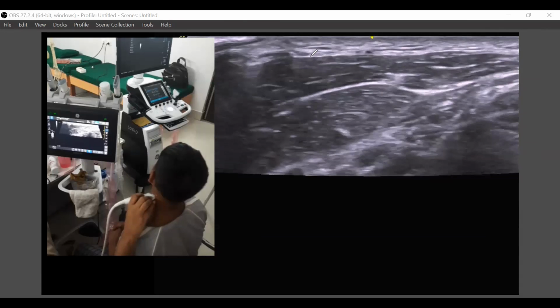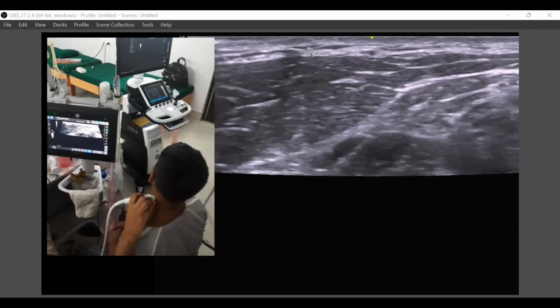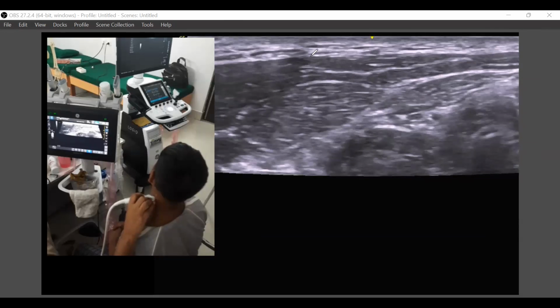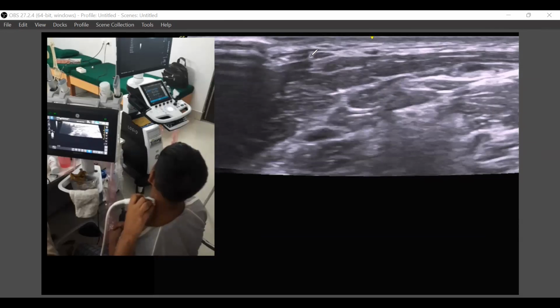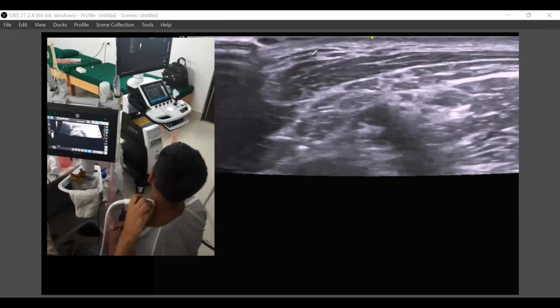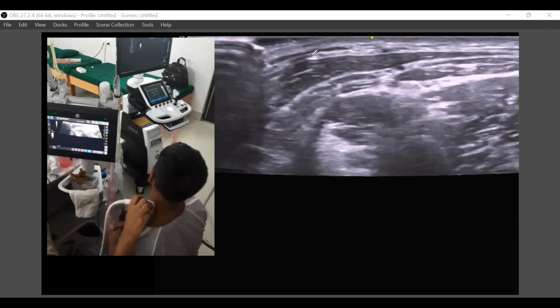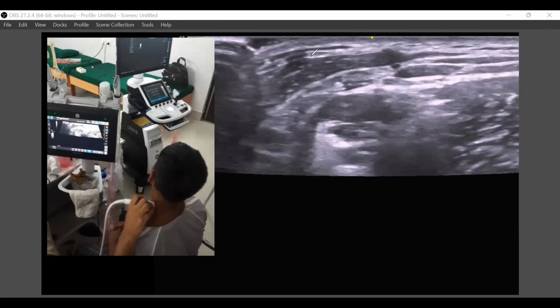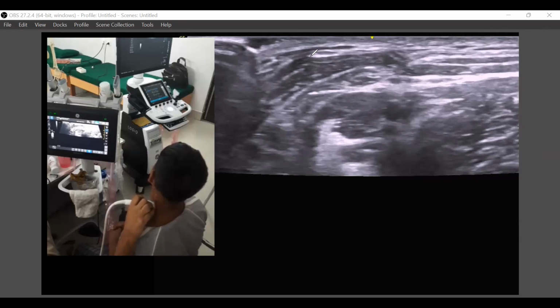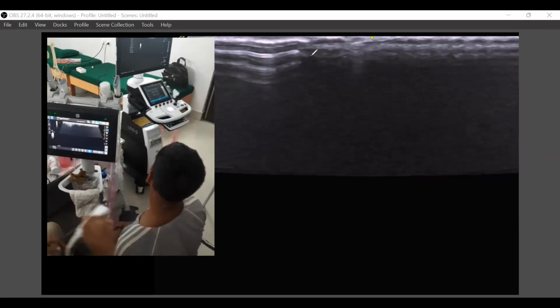So here you can see, here again at the center of my screen, very nice, beautiful dots. I'm coming down. So here it is mixing up with the superficial cervical plexus. So now I'll be showing the other two nerves. So I have shown two nerves of the superficial cervical plexus.